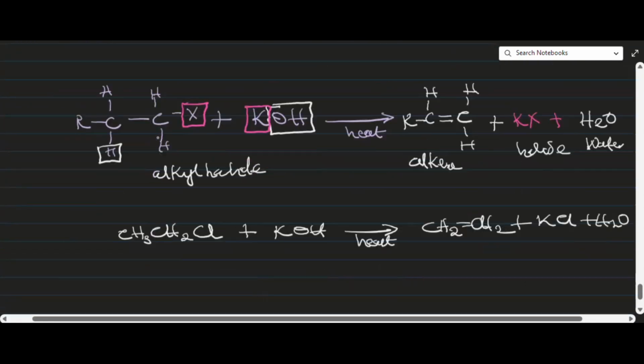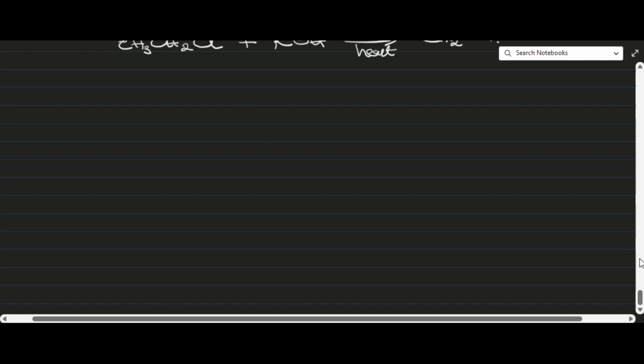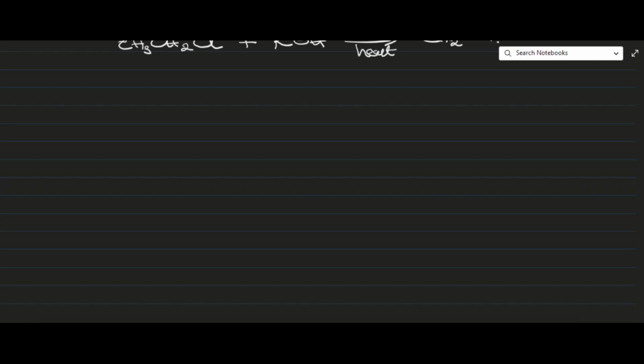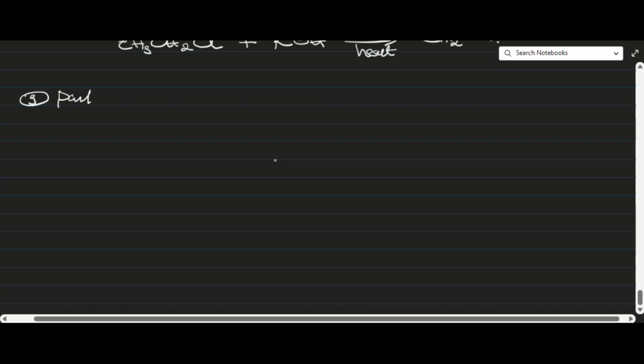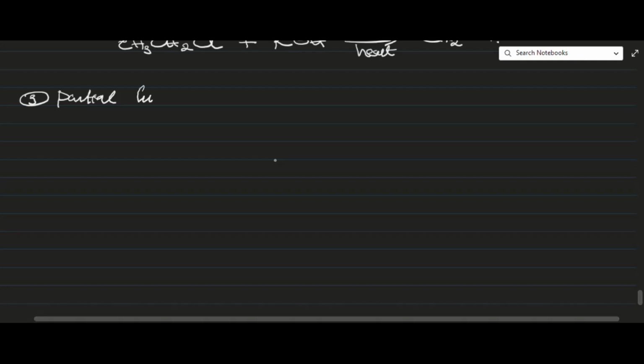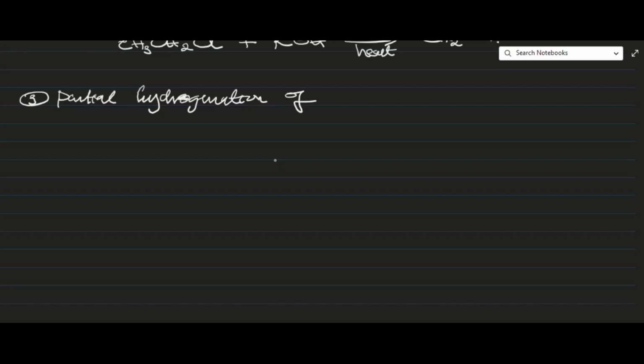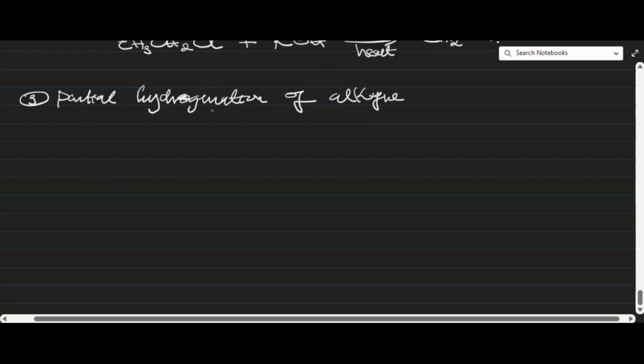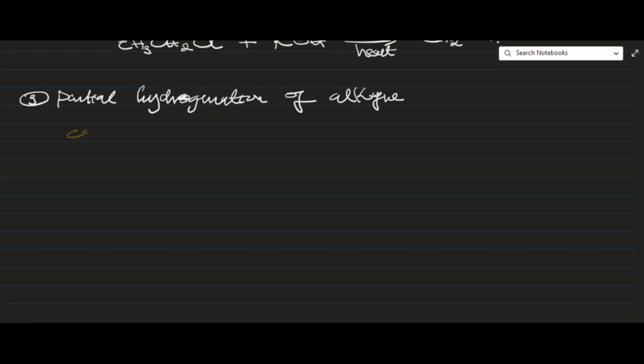And the next on our agenda, that is, we're talking about making alkene, is partial hydrogenation of alkyne, number 3, partial hydrogenation of alkyne. So how does this one go? What are the conditions of this reaction? First, in the reaction, we use a catalyst.